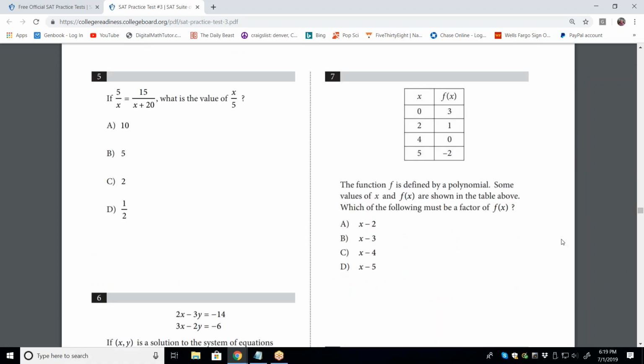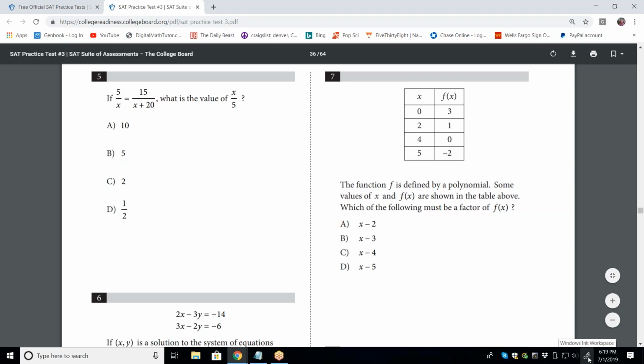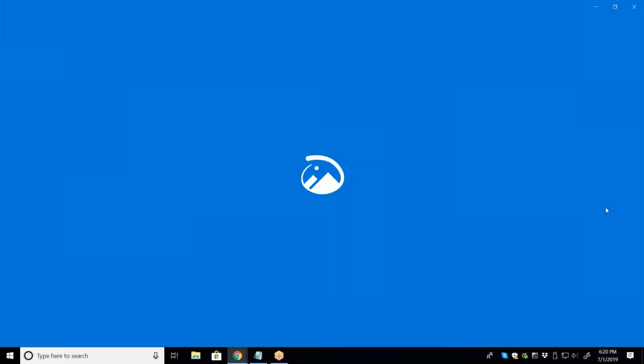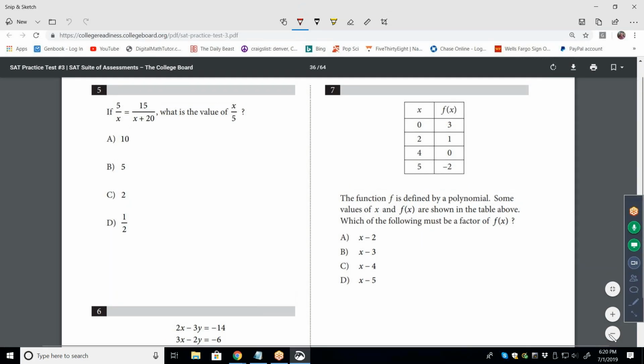Number 5. Tell me how you're going to solve number 5. I'm going to try this one more time here. No, I don't like it. Yeah, I really don't like it. What the heck did Microsoft do?